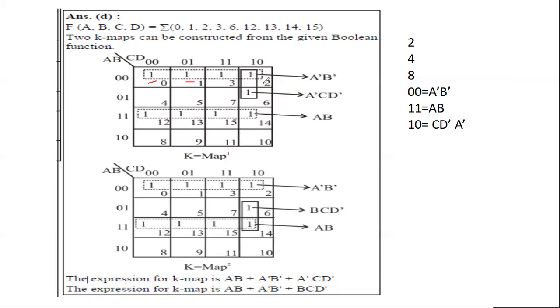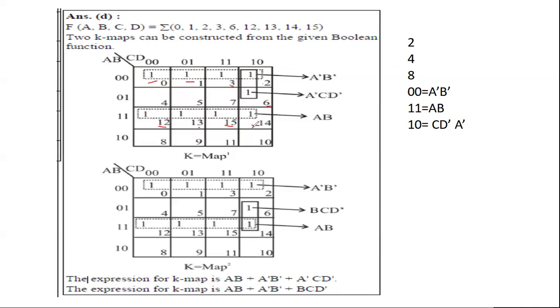Where is 2? You can find it here. We put 1, and 3. Where is the value 3? Here we put 1. Then 6. Value 6 is here. We put 1. Then 12. Here also we put 1. Then 13, 14, 15. And we have to group these ones as per some rules.